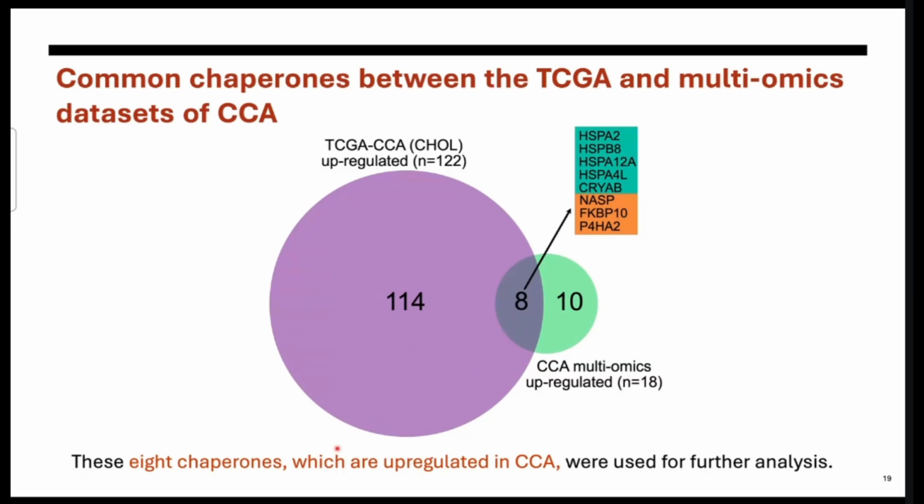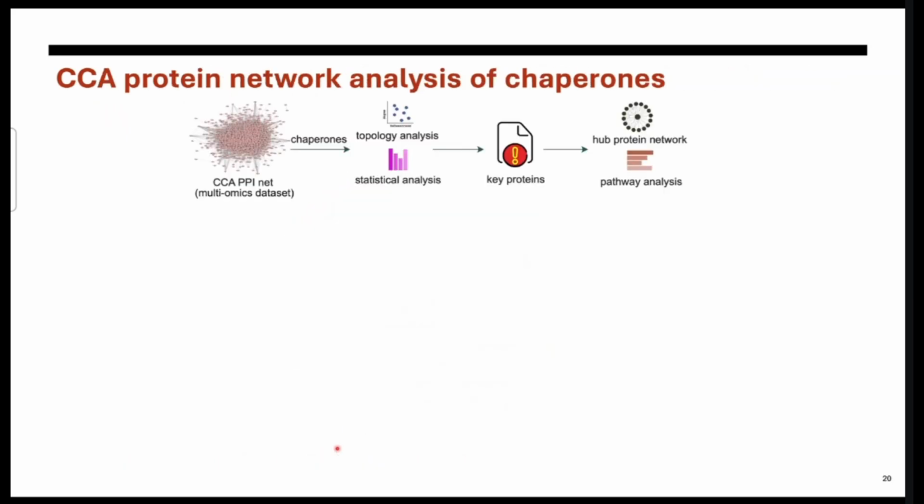These included heat shock proteins and other chaperone-related proteins. These 8 chaperones were further analyzed using a protein-protein interaction network, which we constructed using the multi-omics dataset from the large patient cohort. We used statistical methods to identify the key connecting molecules of chaperones, and then performed pathway enrichment analysis of these hub proteins, meaning the key proteins related to chaperone activity.